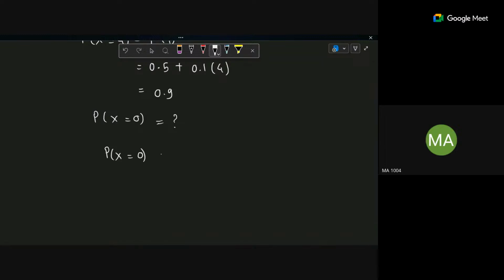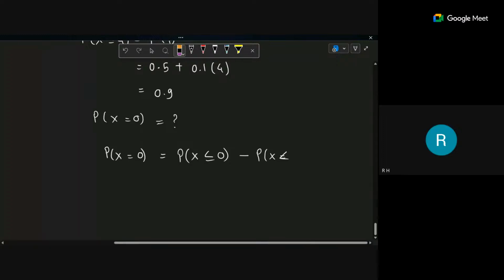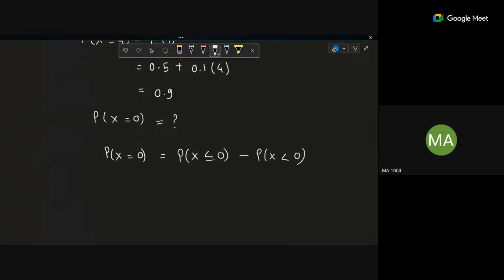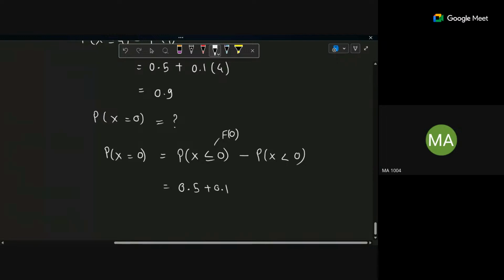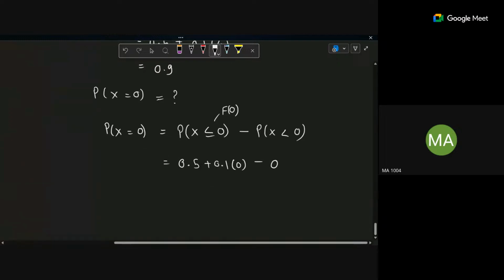Just take it. Probability X is equal to 0 is nothing but probability X less than or equal to 0 minus probability X less than 0, right? Same like last time. Once you calculate this, probability X less than or equal to 0 is nothing but F of 0, right? And at 0, it's taking 0.5 plus 0.1x, where x is 0. Minus probability X less than 0, it's again 0. So the answer for it is 0.5.